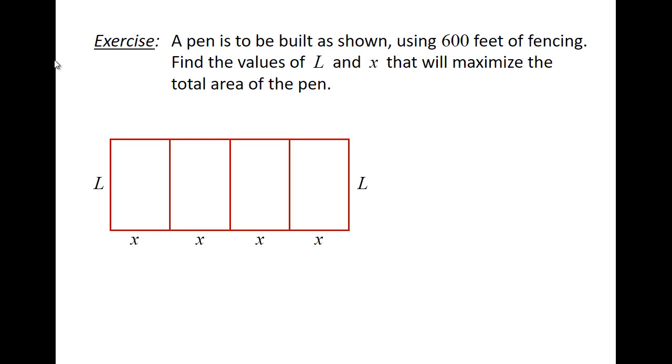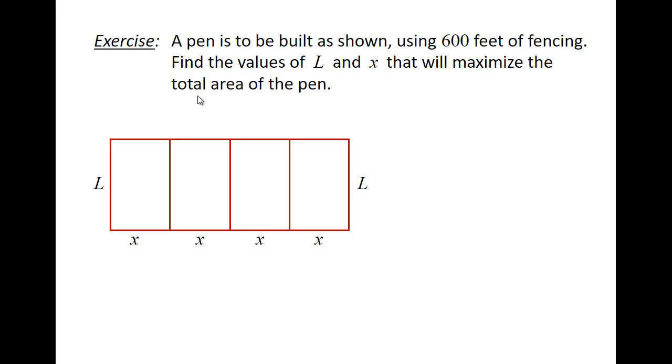All right, so let's now solve the following problem. We have a pen that is to be built as shown using 600 feet of fencing. So we have this big rectangular pen, and within that we are dividing that into 4 rectangular regions. So we want to find L and X so that we have maximum possible area enclosed by the pen.